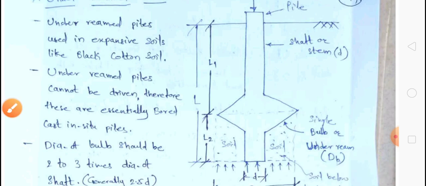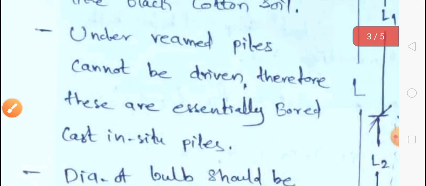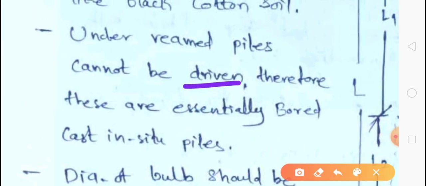Driven piles are those of precast material, precast or timber pile or steel pile, which can be driven into the ground directly with hammering action. But this under rim pile cannot be driven on the ground. Therefore it is essentially a bored cast in situ pile.